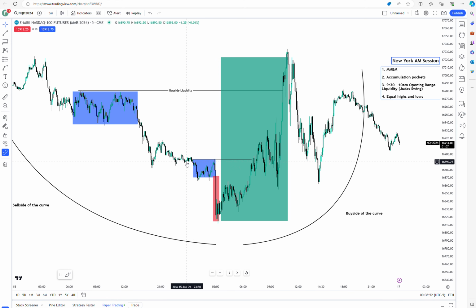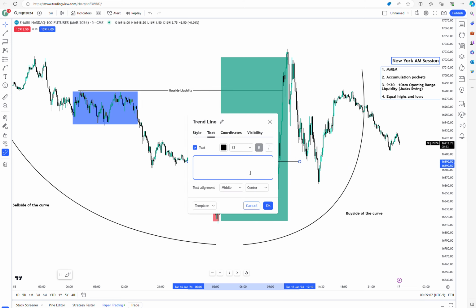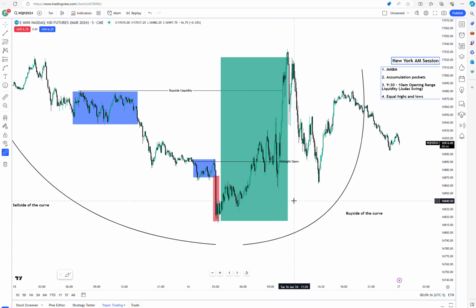And you might be like, okay, well, where's midnight open price? Let me get that up for you. So midnight open, if I go to the exact candle, let's go to it. Midnight candle is probably about here. So if I draw this line below that, we're going to come back to that in just a sec, right?